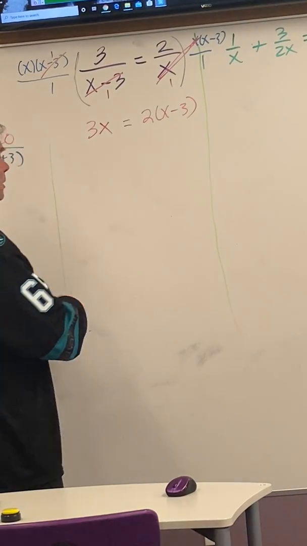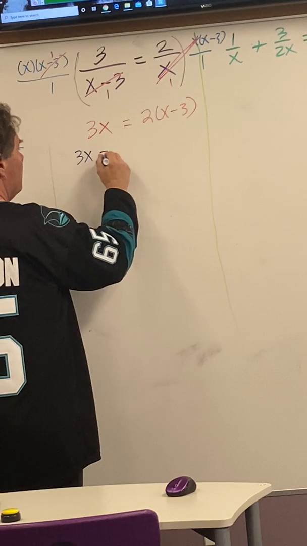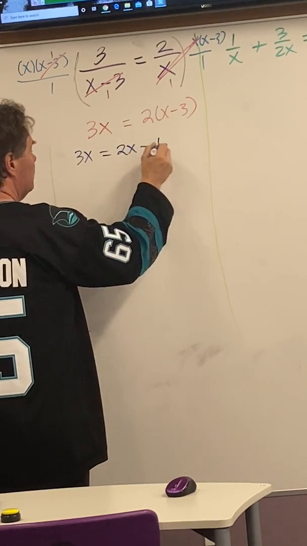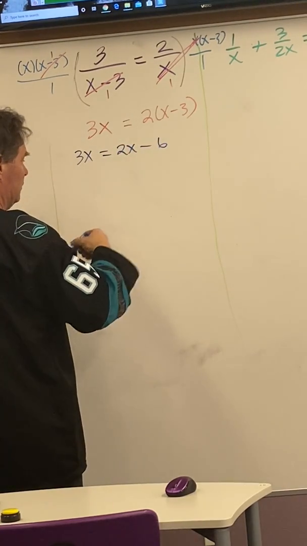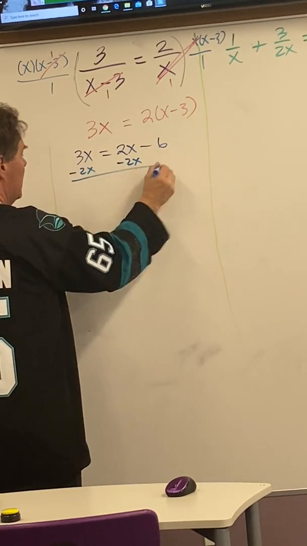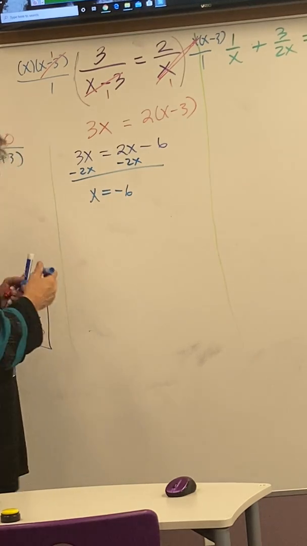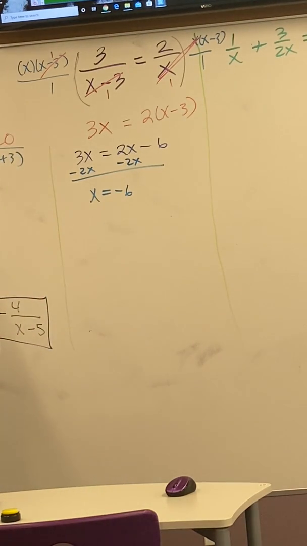Okay, so now, we distribute the 2, 3x equals 2x minus 6. I want to get x by itself, so I can move this 2x over by minusing 2x. That gives me x equals negative 6, and I got it. This is my potential solution. It may or may not be a good solution.